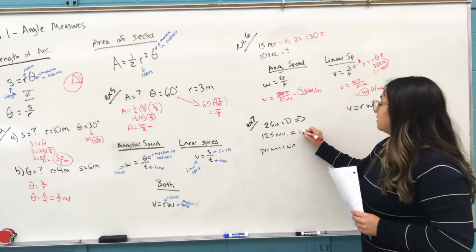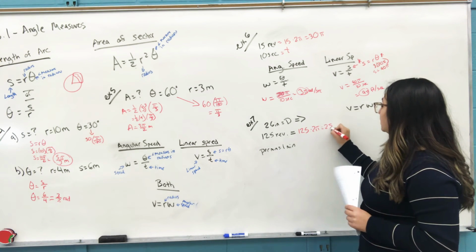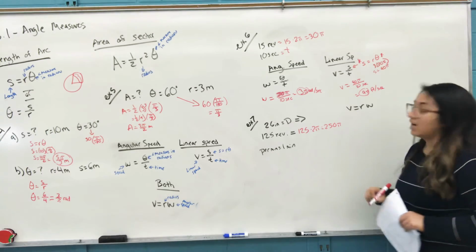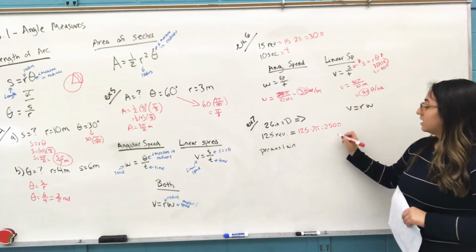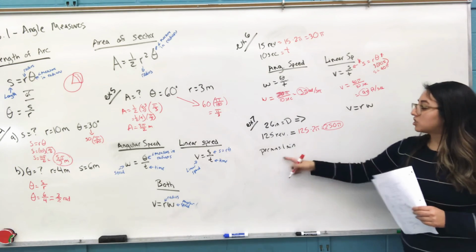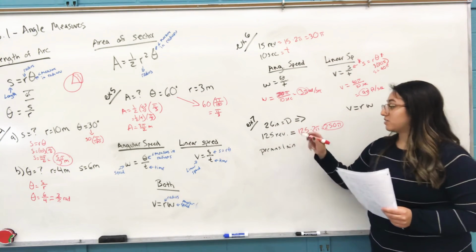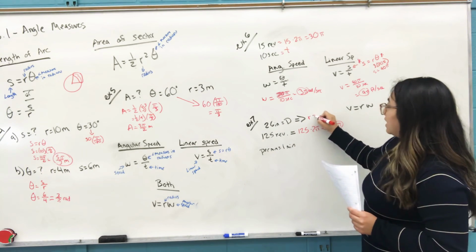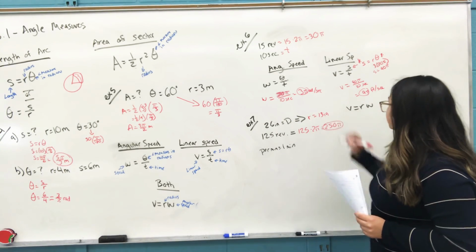That means 125 times 2π, and you get 250π radians. So your answer here for your revolutions, your angle is 250π radians. Here it says per minute. That means considered 1 minute. And your diameter is right here, but we don't have anything in terms of diameter for the whole equation. So half of that is 13 inches.